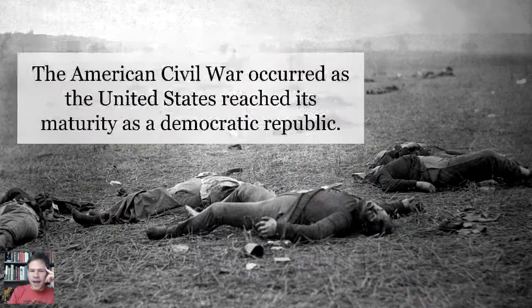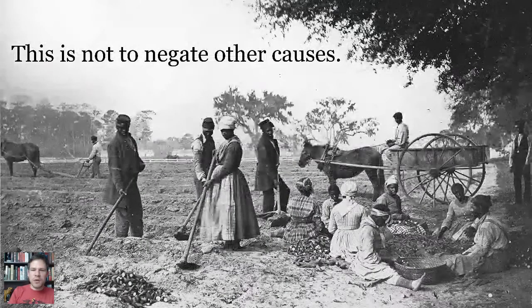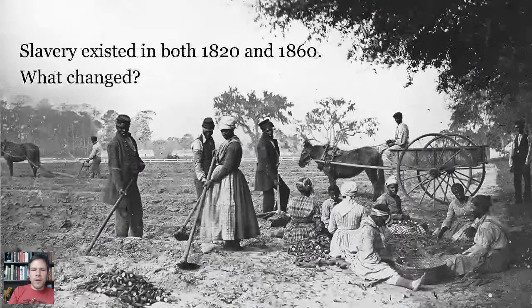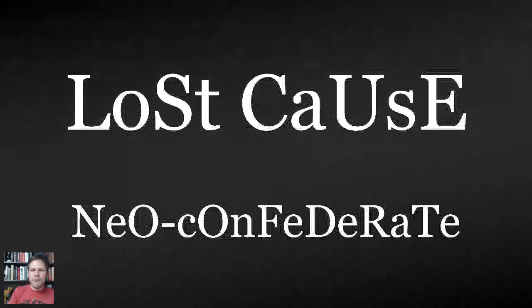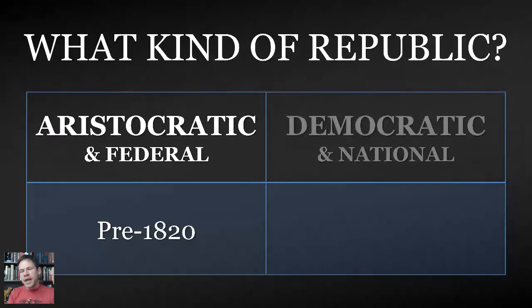When we ask why the American Civil War, and we look at the number of causal factors leading to that, this is really happening as the United States is reaching its maturity as a democratic republic. Before 1820, what the framers set up was something that was very aristocratic. You've got the House of Representatives where people who own property get to vote. So that's pre-1820, a republic that is aristocratic and federal.